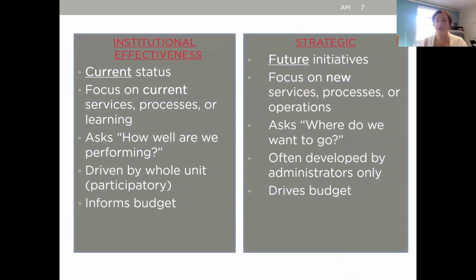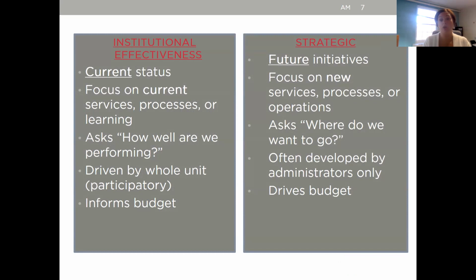I know we're right now especially focused on strategic planning because the institution is getting a new strategic plan. If you're in academic affairs, we have a new strategic plan. Some other units might do it even within your own office. So we'd like to highlight the difference between IE and strategic planning.